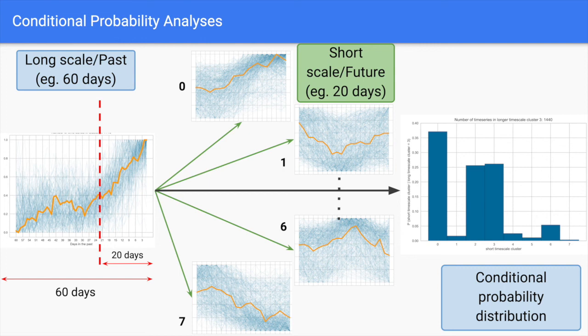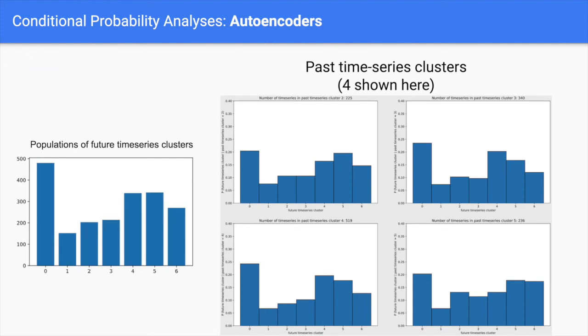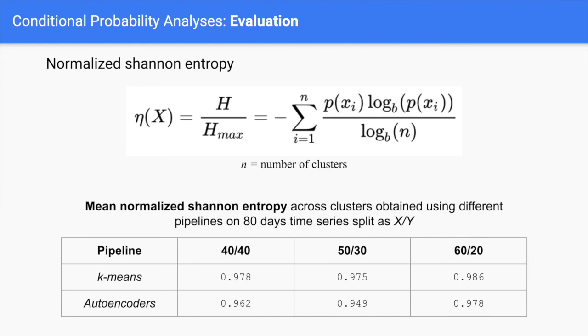And so we then perform this conditional distribution analysis using clustering results from different pipelines for the purpose of evaluating them. The conditional distribution illustrated here come from the autoencoders pipeline. And what we really want in these histograms to see is that they should be non-uniform and peaky, with most of the time series likely to go into a few clusters, because that would really indicate that the clustering results had some predictive power. And to quantitatively pursue this idea, we use Shannon entropy and normalize it for a fair comparison across different pipelines that could have different number of clusters.